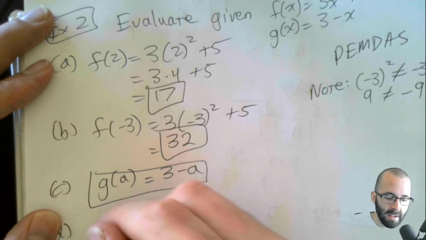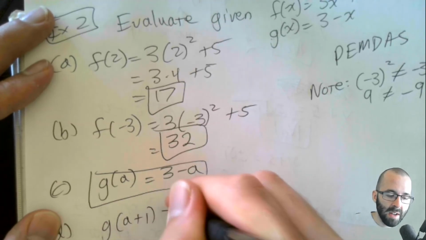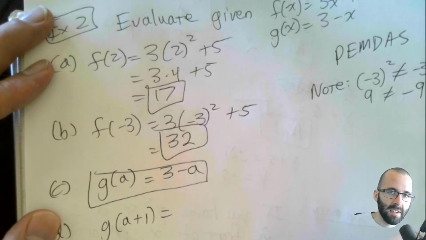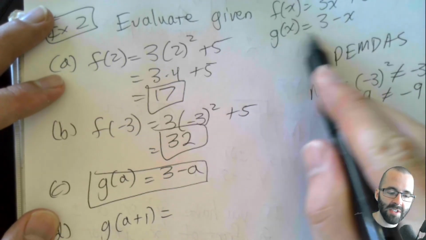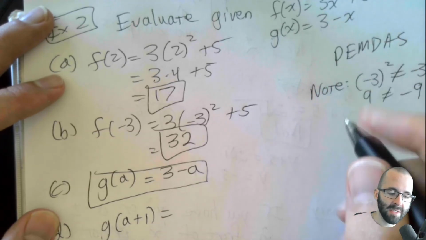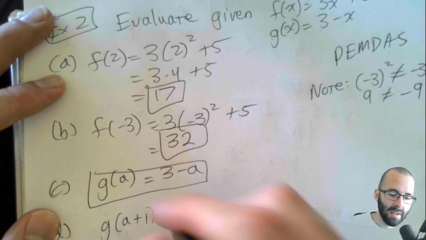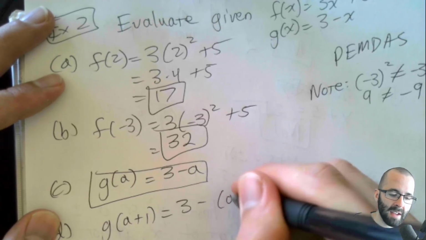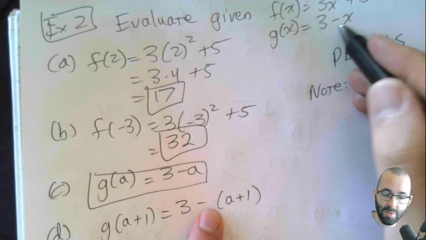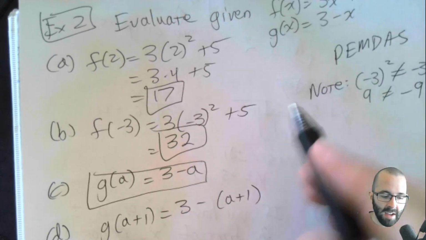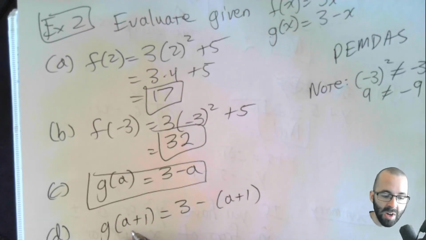Part D. g of a plus 1. A little bit more complicated. And there's a trick. But it's the same idea. Find your g of x function, but replace the x with a plus 1. So we get 3 minus the whole thing that we're plugging in. We have to subtract, right? We're subtracting all of x. And here, the x that we're subtracting is a plus 1.